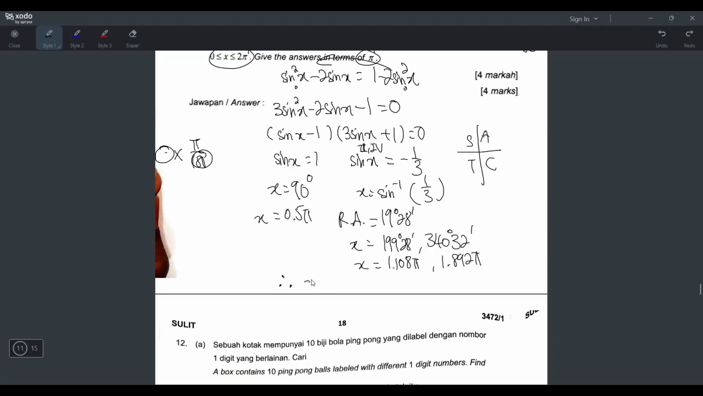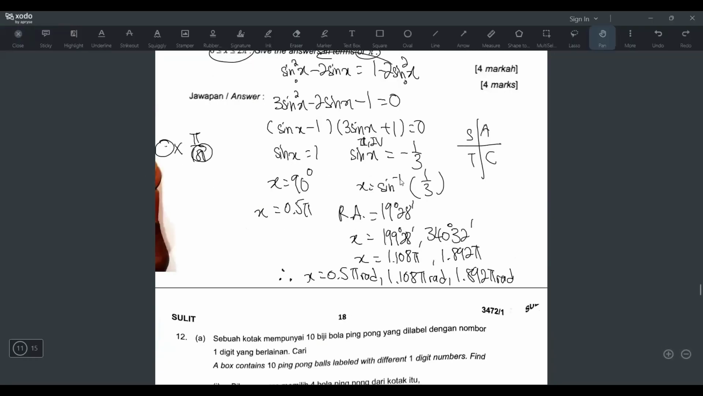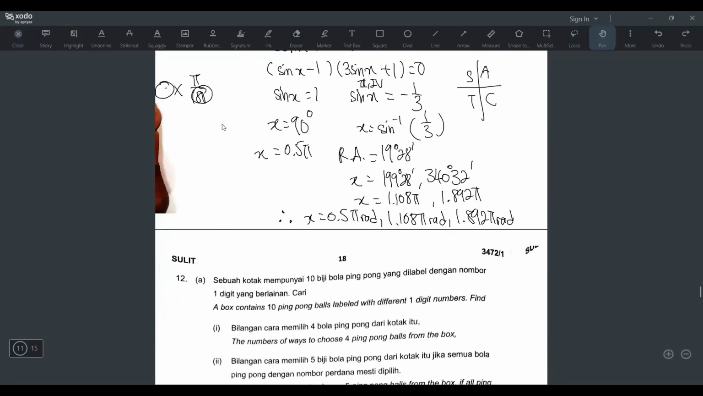So the final answer here, x equals, okay, start with the smallest answer, 0.5 pi radian, followed by 1.108 pi radian, and then the last one, 1.892 pi radian. Okay, you should be able to get full marks if you write like this. Okay, all right, hope you understand.